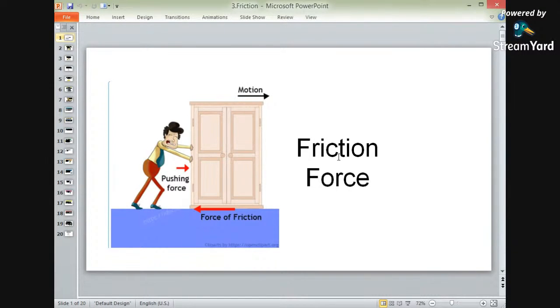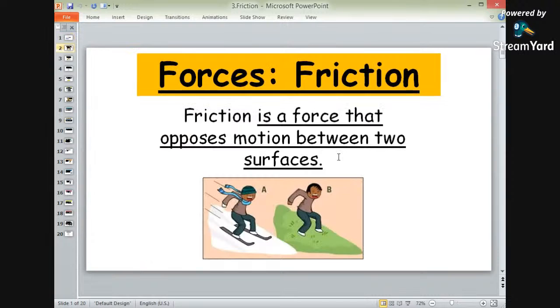Friction force. What is frictional force? Friction is a force that opposes motion between two surfaces. Here are two examples, example A and B. If the resistance is less, that means there is more sliding, as in the first example. Whereas when the friction is more, that means the sliding of the body is less.